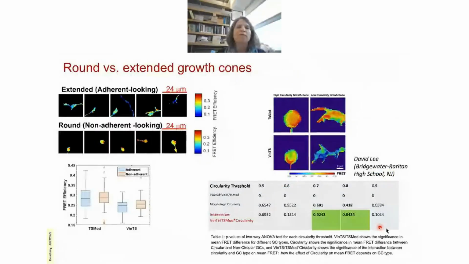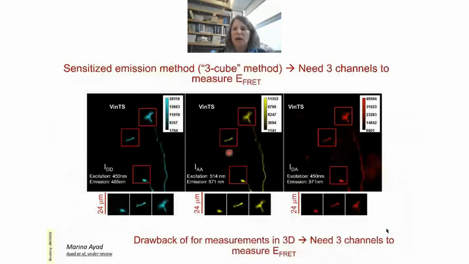One of the things we're also interested in is correlating the FRET efficiency measurements with the morphological change, because the morphological change is the physical change that's occurring, that's causing these forces to occur and to change. So we're thinking about comparing extended or flat adherent looking growth cones versus the ones that are round and not attached. We're trying to relate the FRET efficiency of VinTS to the circularity of these growth cones, in an effort to correlate FRET efficiency with the physical morphological change in these neurons.